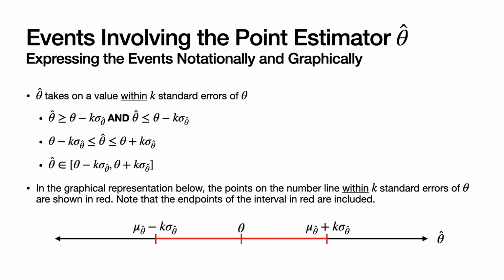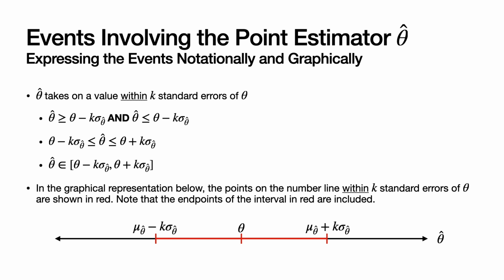And finally, we could represent this event notationally as theta hat being an element of the closed interval with left endpoint given by theta minus k times the standard error of theta hat, and upper endpoint given by theta plus k times the standard error of theta hat. Now note that because we're using square brackets to represent this interval, this is a closed interval. In other words, the endpoints are included.